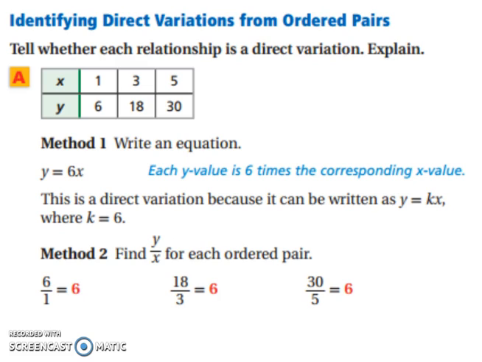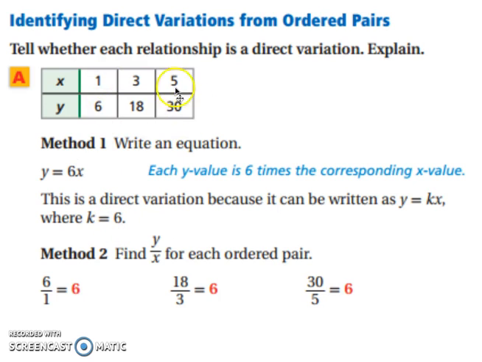Alright, so we have two different methods we can use, just as noted here. So, in our first one, let's write an equation. So y equals 6x. Each value of y is 6 times the x value. So 1 times 6 is 6, 3 times 6 is 18, 5 times 6 is 30. Well, that is in fact a direct variation because y equals kx. K happens to be 6.